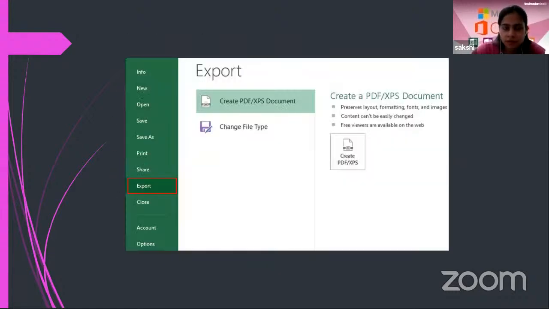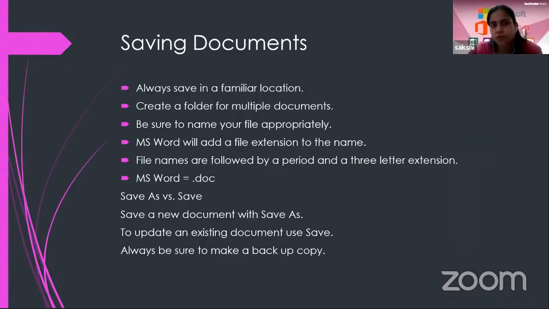Last is close, if you want to close the file, use the close option. Now, saving documents. Always save in a familiar location. What happens many times is we simply click on save as without seeing where the file is getting saved. We are unaware. Next time when we are opening the file, what happens? We'll have to select where I have saved the file.